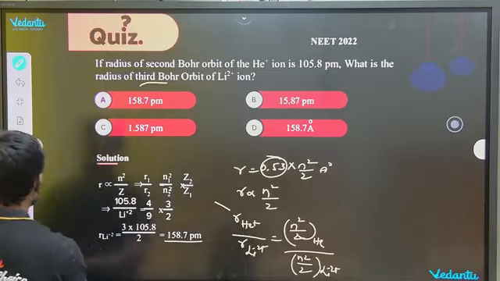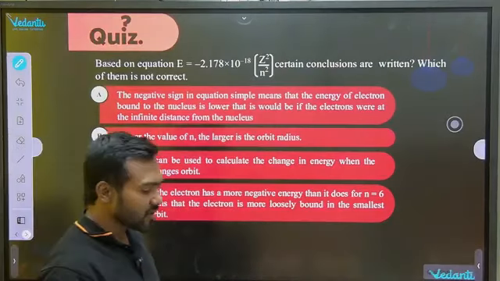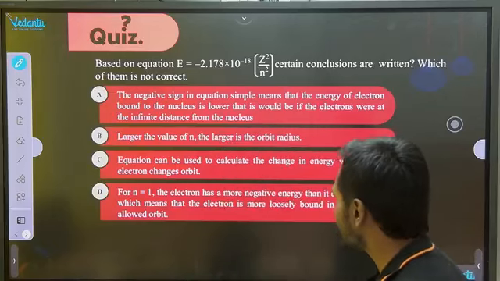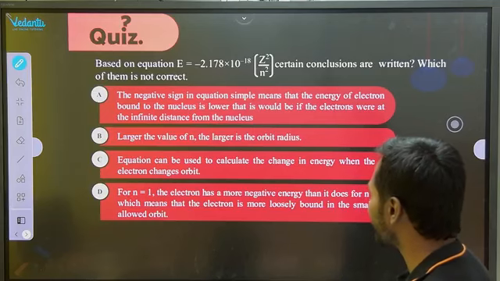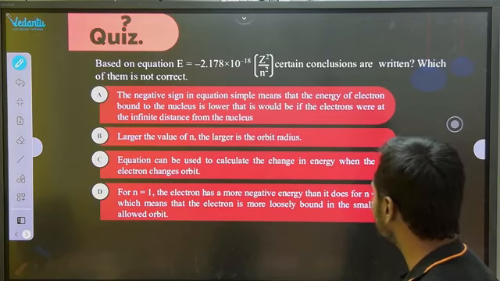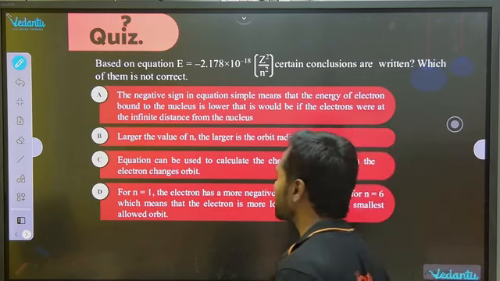Okay, next. Based on the equation, E is equal to minus 2.178 into 10 to the power of minus 18 Z square by n square, certain conclusions are written. Which of them is not correct? We will read each statement.